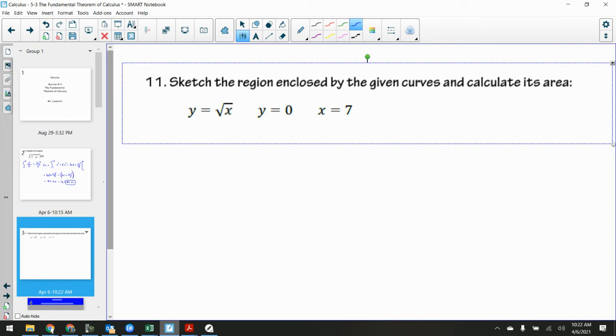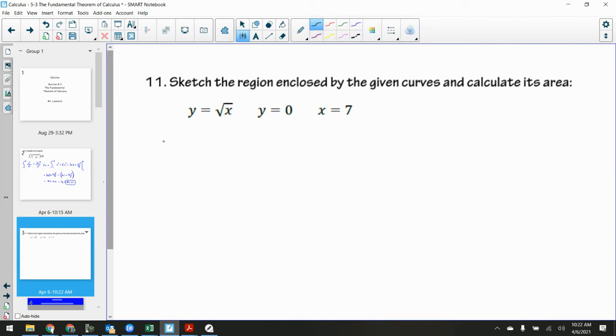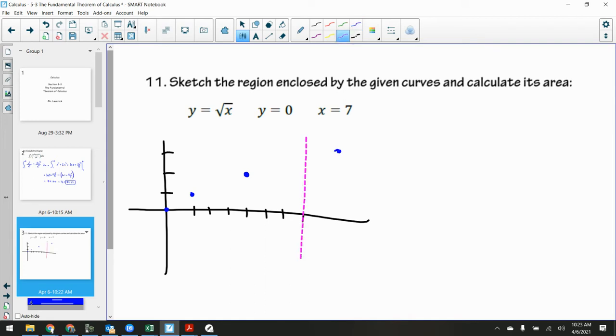Sketch the region enclosed by the given curves and calculate its area. All right, so let me draw it out and see what's happening here. I have the square root of x, and y equals 0, that's the x-axis, and then I've got x equals 7. So 1, 2, 3, 4, 5. If I square root 1, I get 1. If I square root 0, I get 0, obviously. If I square root 4, I get 2. If I square root 9, I get 3. But I want to stop here, right? So that means that I want this area.